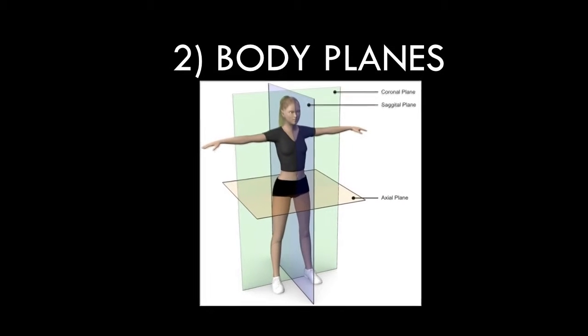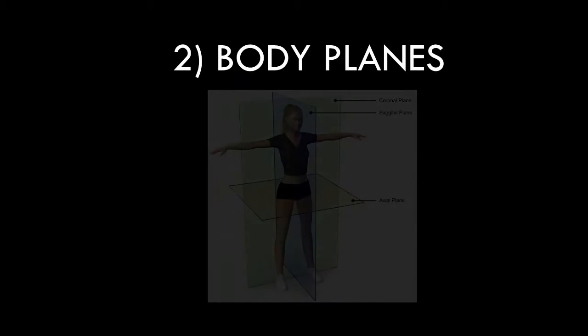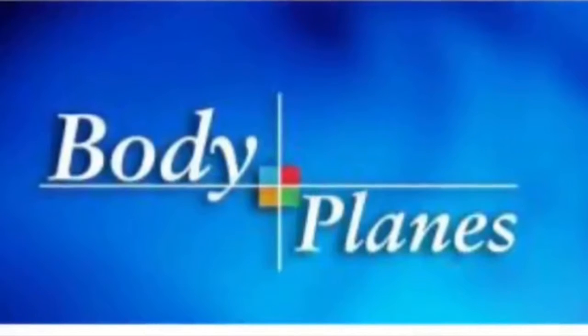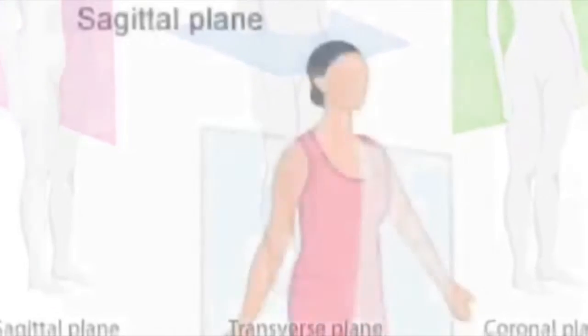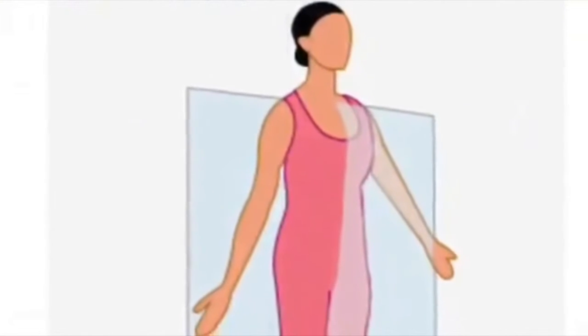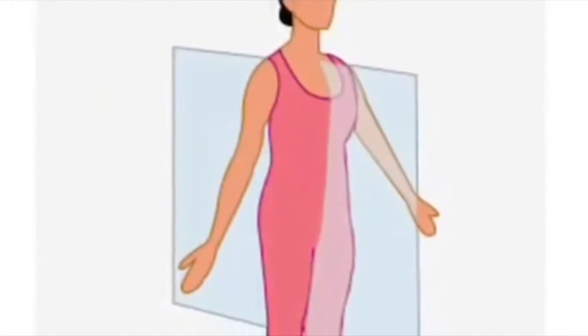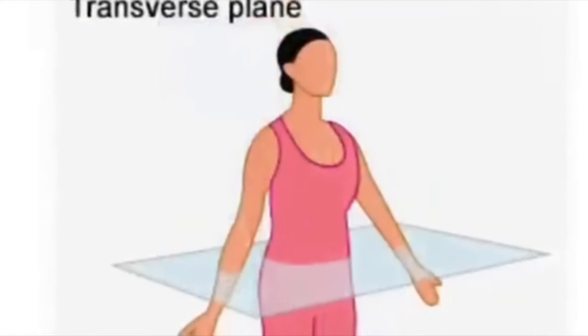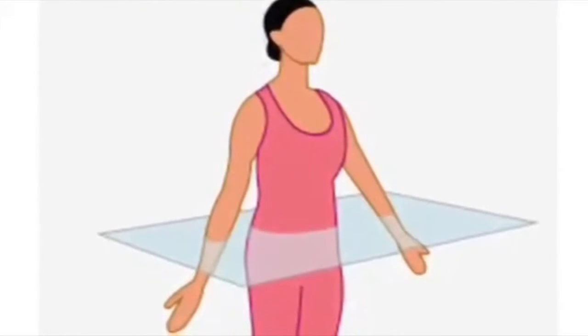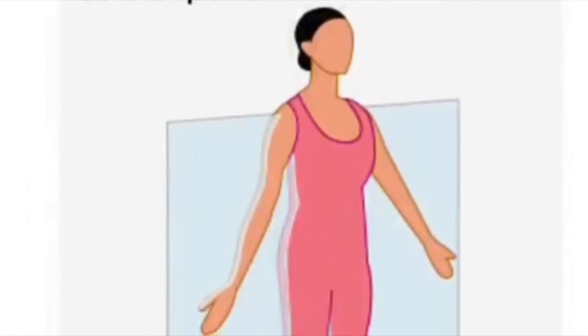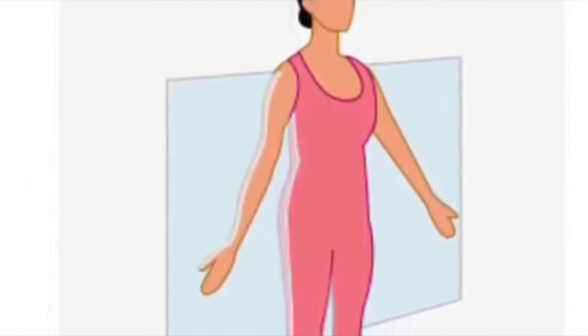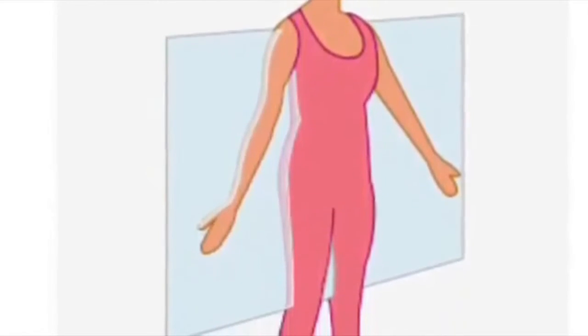Number 2. Body planes. Body planes are imaginary flat surfaces that are used to divide the body or organs to visualize interior structures. The sagittal plane divides the body into left and right equal sections. The transverse plane divides the body into superior and inferior sections. And the frontal or coronal plane divides the body into anterior and posterior sections.